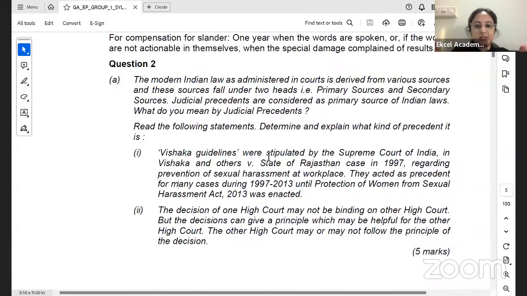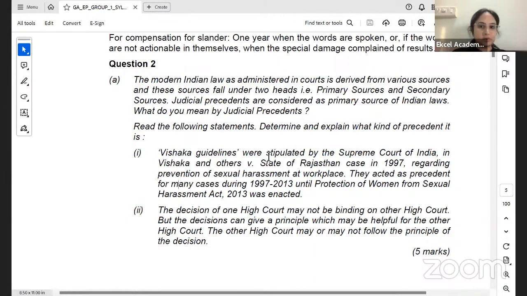The first two sentences, if you see, are just giving you some information: modern Indian law is administered in courts, derived from various sources. Actually those things are not that important. We know primary and secondary, correct? Next, judicial precedents are considered a primary source. Yes, that also we know. The last part, what they are asking, is what do you mean by judicial precedent? That is what is important. So you have to answer 2A: first you have to give the answer, what is judicial precedent.